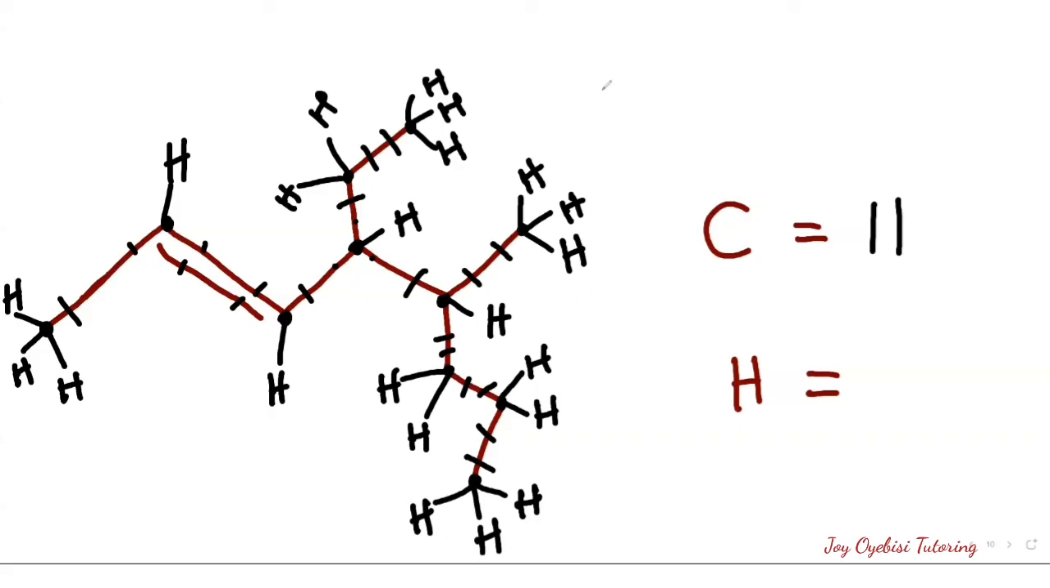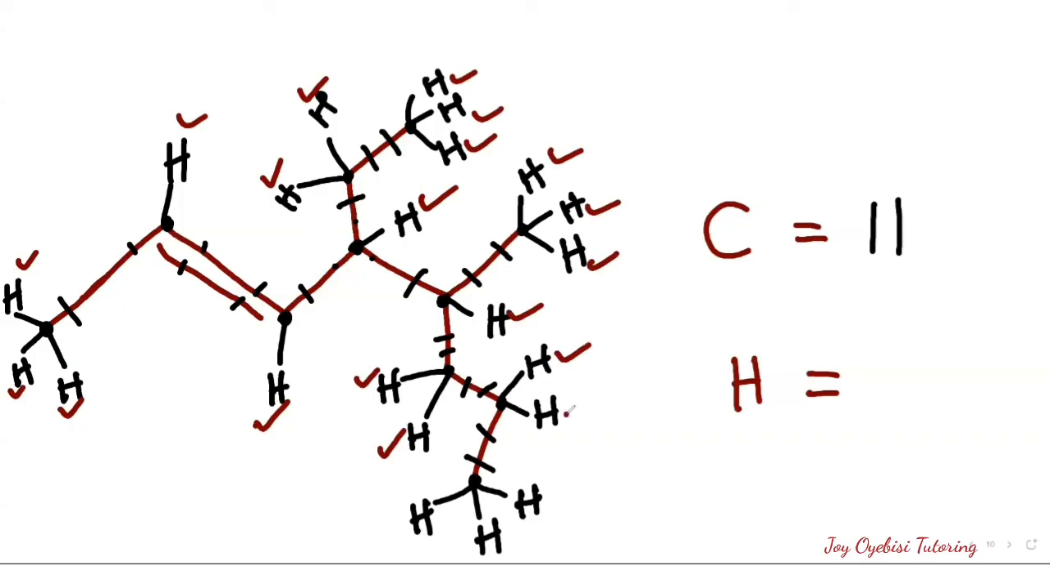Okay, now we're done. The next counts. So count from here. This is 1, 2, 3, 4, 5, 6, 7, 8, 9, 10, 11, 12, 13, 14, 15, 16, 17, 18, 19, 20, 21, 22. Okay, so we're going to have 22 hydrogens.